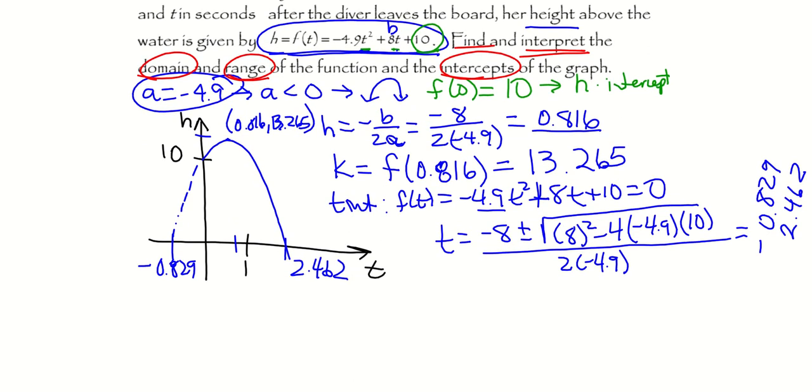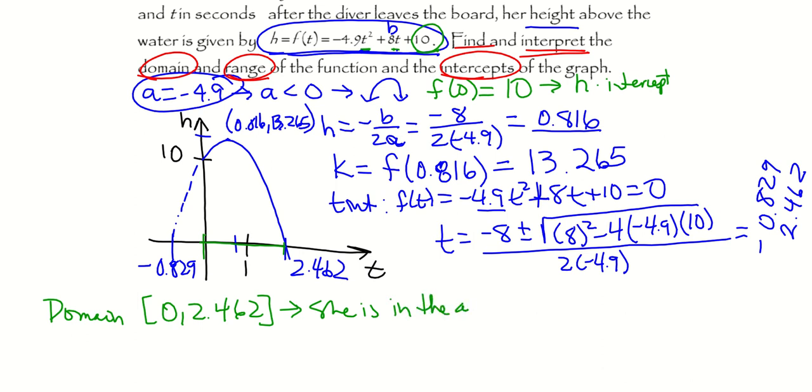Let's start with our domain. The domain of our function is the smallest t to the largest t that fits this situation. That's just going to be from the moment the diver dives off the diving board until she hits the water, which is going to be here. So our domain is from 0 to 2.462. What does that tell me about my diver? She is in the air for 2.462 seconds.